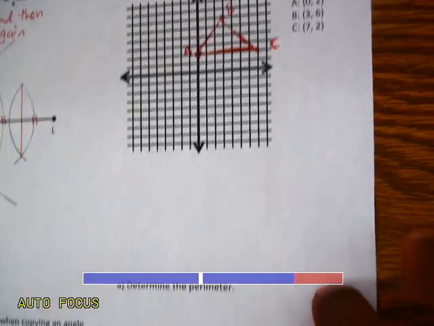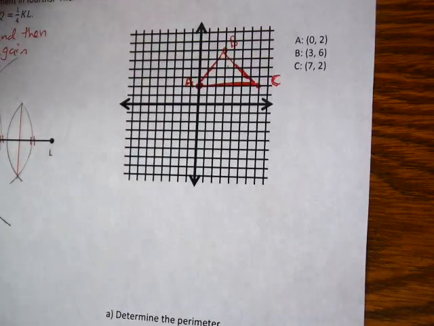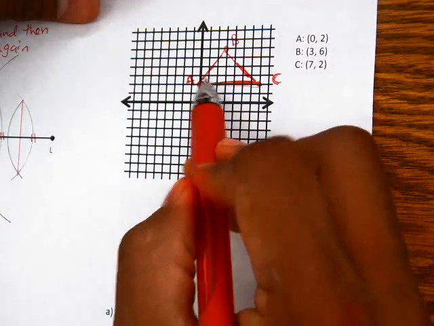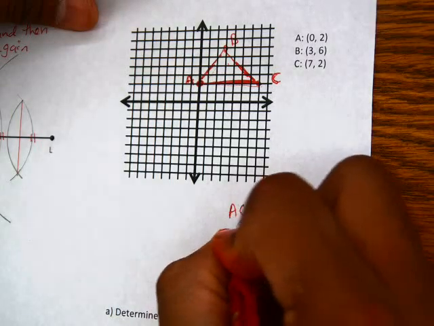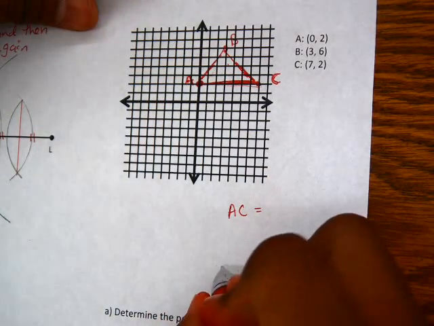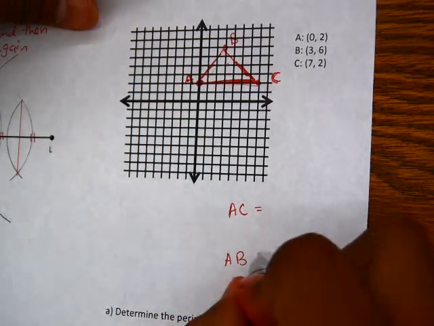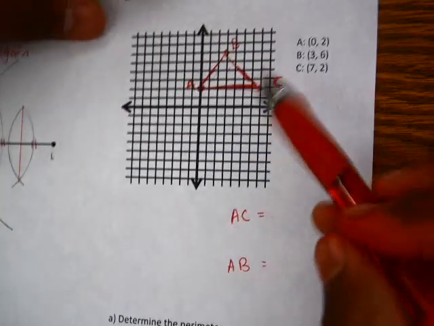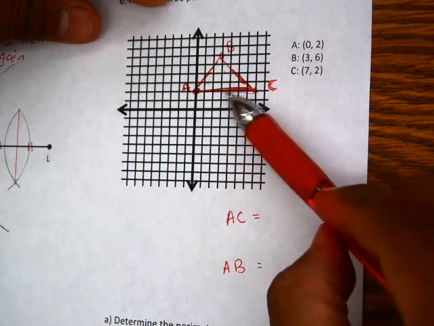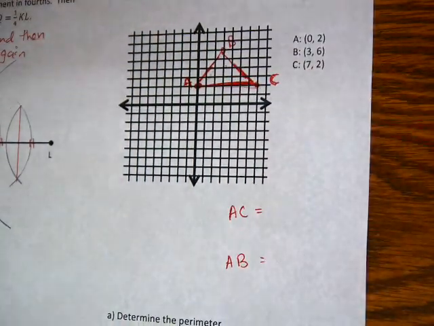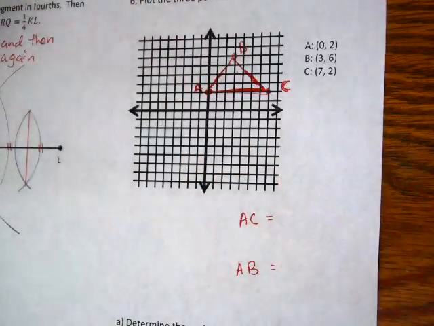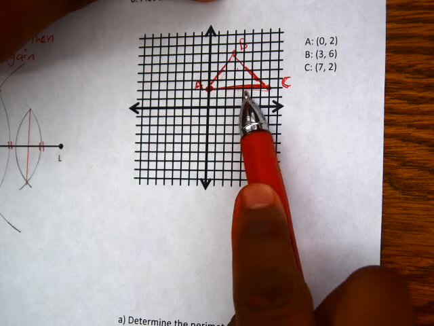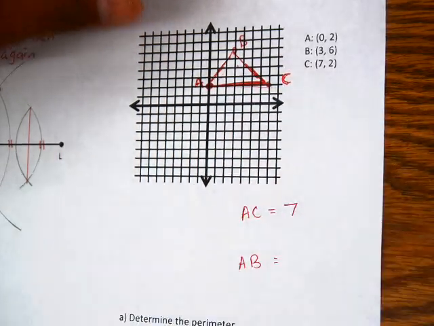So I need to find the perimeter. If I'm going to find the perimeter, I need to find all of these lengths. Okay, I need to find the 3 lengths. AC, I need to find that length. I need to find the length on AB, and I need to find the length on BC. So the perimeter of a shape is the lengths on the outside all added up. I chose AC first because that's the easiest, because it's in a horizontal line. And to figure out the length on that horizontal line, I am allowed to count. So 1, 2, 3, 4, 5, 6, 7. AC is equal to 7, and I don't have to do any work.